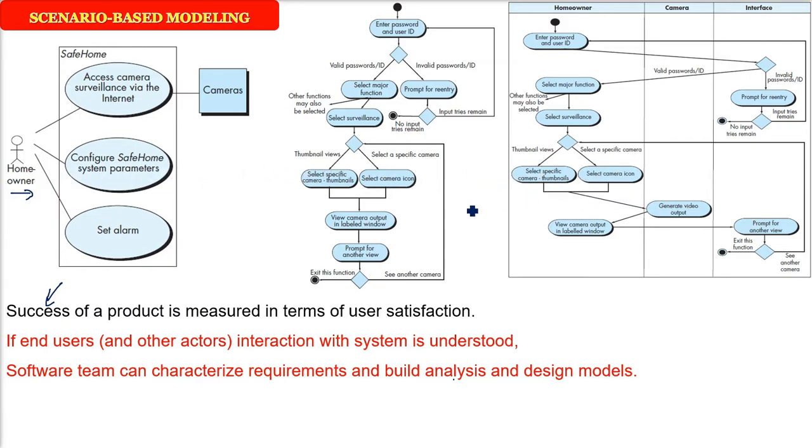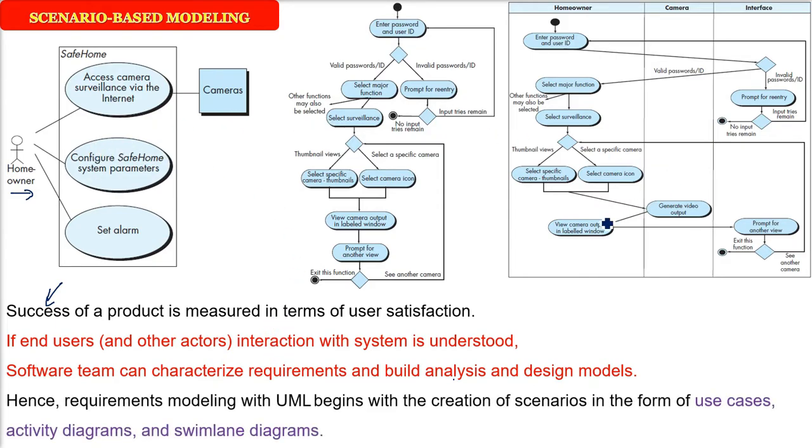In requirement modeling or analysis modeling, these are the pictures which we are going to discuss. We start with UML, the de facto industry standard unified modeling language, for making different kinds of scenarios in the form of use cases, activity diagrams and swim lane diagrams. The first one you see is the use cases, the second one is the activity diagram, and the third one is the swim lane diagram.